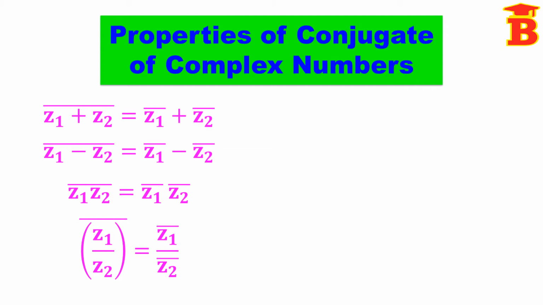So if there are two complex numbers together, we can split the complex numbers separately and we can take conjugate of that. Next, Z double bar equal to Z. This means if we take the conjugate twice, we get the same complex number. Next, Z power n whole bar equal to Z bar whole power n.